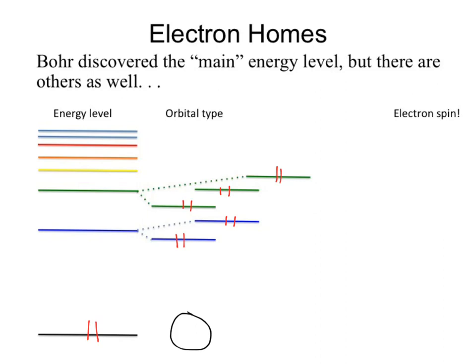we might as well repeat it. So I go up to the second energy level and I've got two different types of homes. One of them will be a sphere. The other one will be, if it's another sphere, then it looks exactly the same. I can't tell the difference between them.